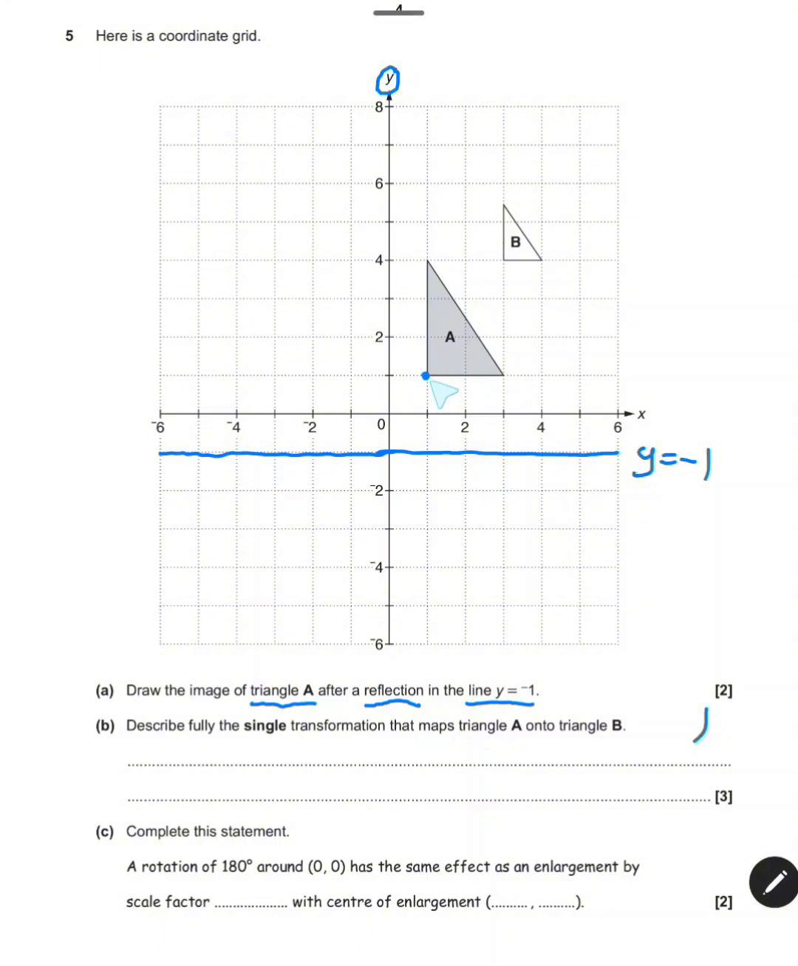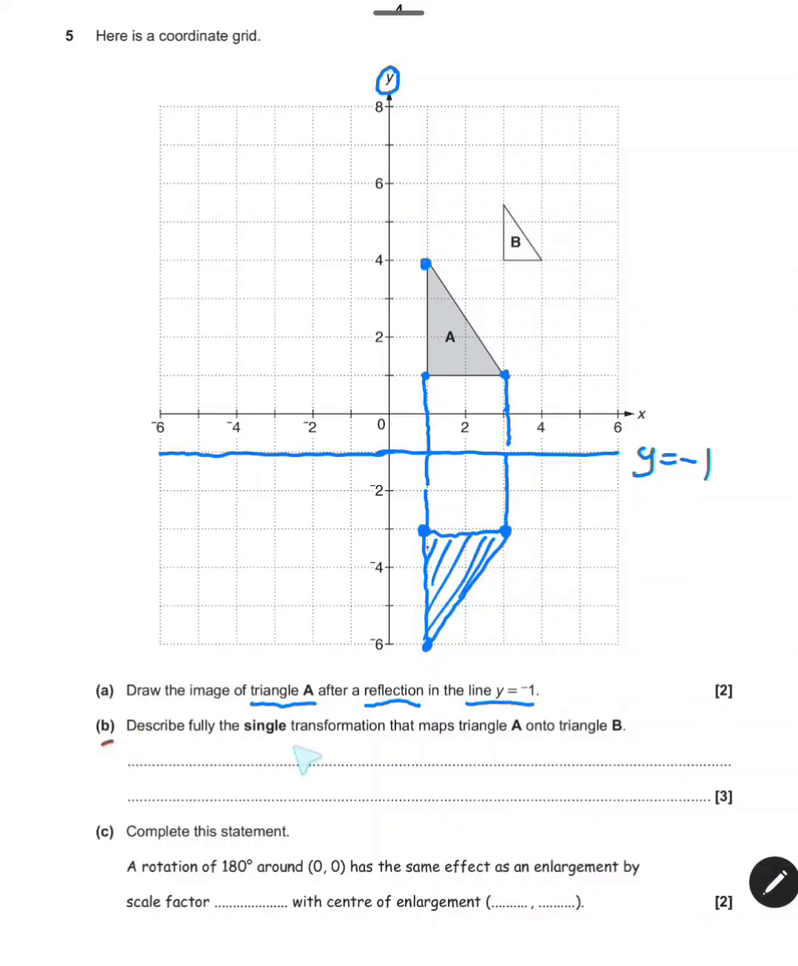All we need to do is pick a point, 1, 2, count to this line, and 1, 2, same on the other side. Pick a different point, 1, 2, and same on the other side. This point here would be 1, 2, 3, 4, 5 to the line. So 1, 2, 3, 4, 5 on the other side. Connect those together. That is your reflection.